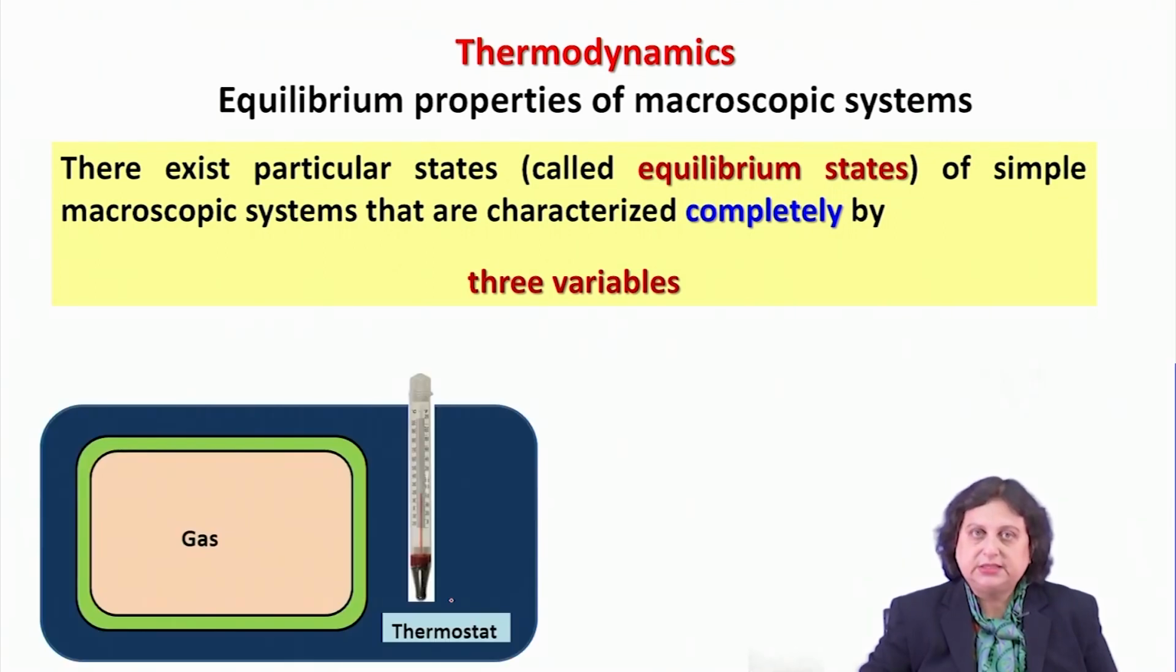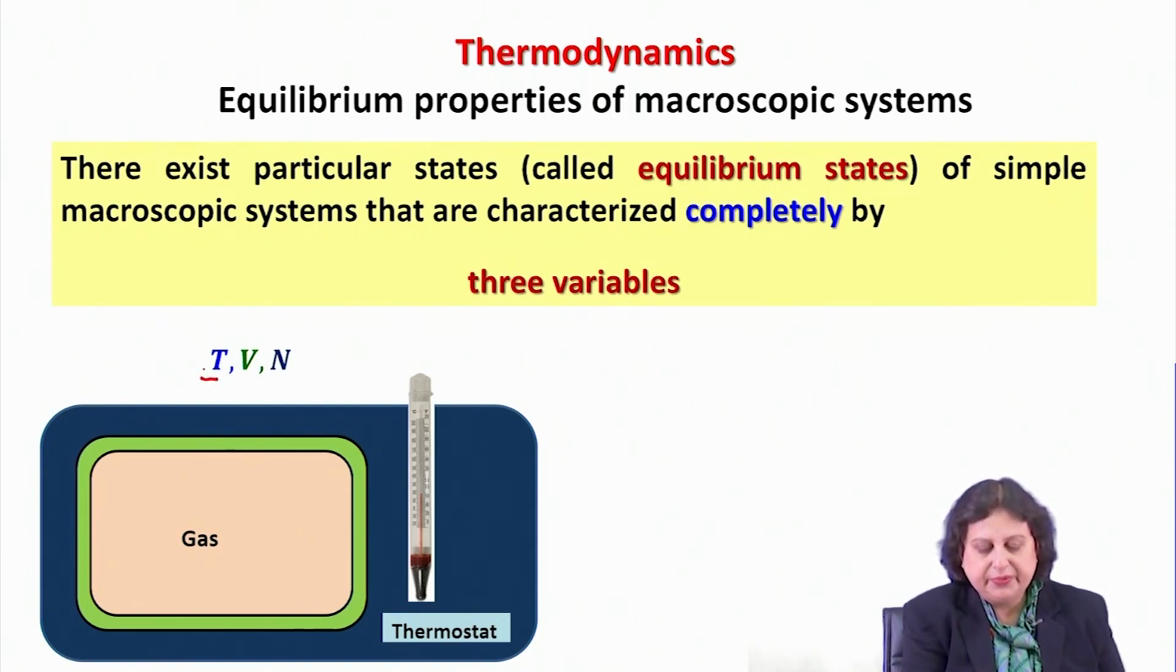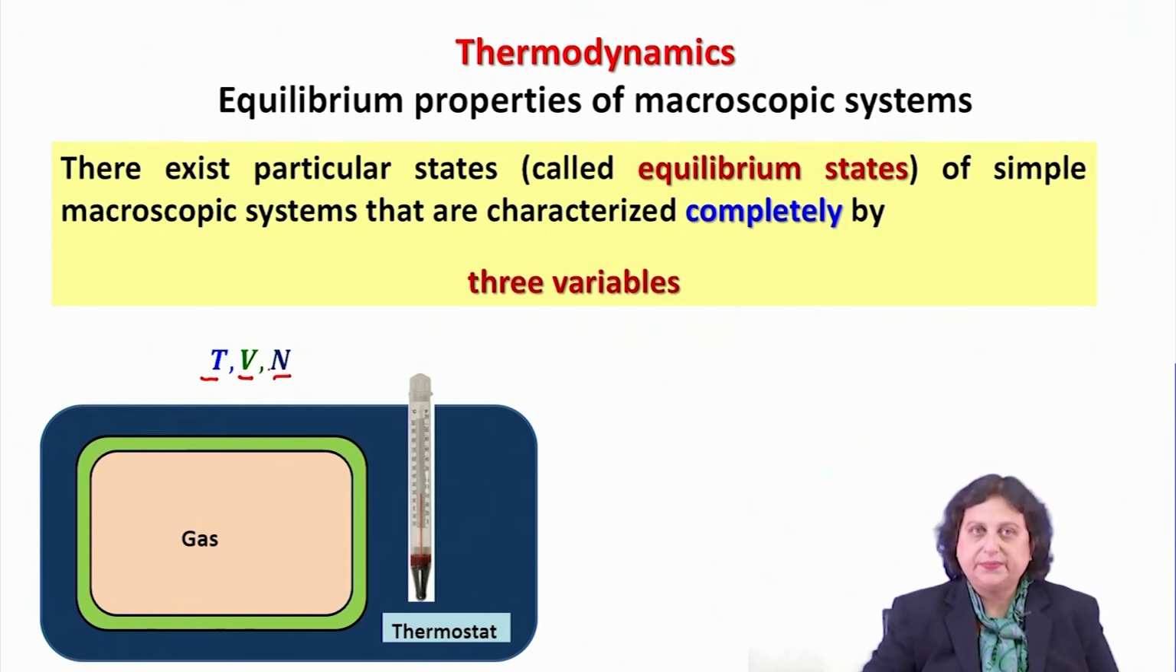So in my last lecture, we talked about a system like this, where 1 mole of an ideal gas is contained within a stainless steel container, and this entire setup is then put in contact with a thermostat. Then, when the gas has established a thermal equilibrium with the thermostat, we define the equilibrium state of this system in terms of the temperature, volume of the gas, and the number of particles present in the gas.